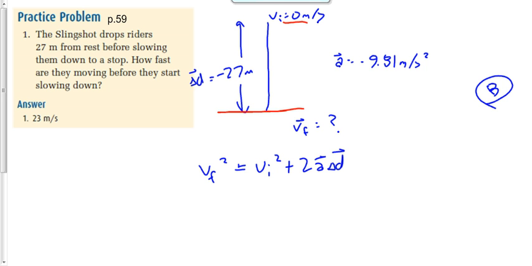We're solving for VF here. Now, VF is actually pretty easy to solve for here. How do you get rid of the square? Square root it. So instead of VF squared is equal to VI squared plus 2AD, it becomes VF is equal to the square root of VI squared plus 2AD.